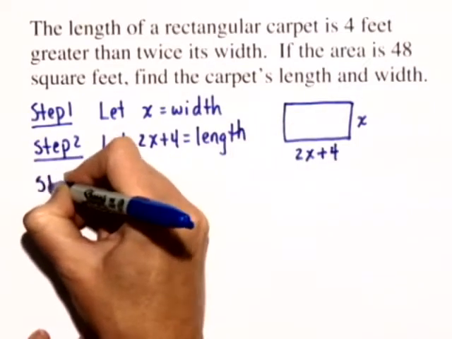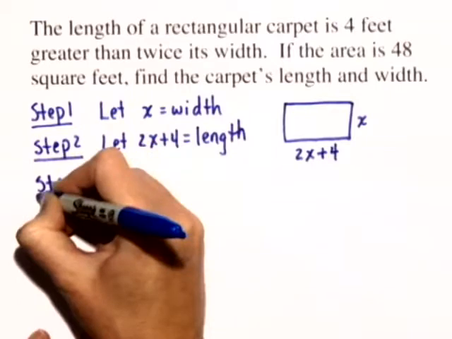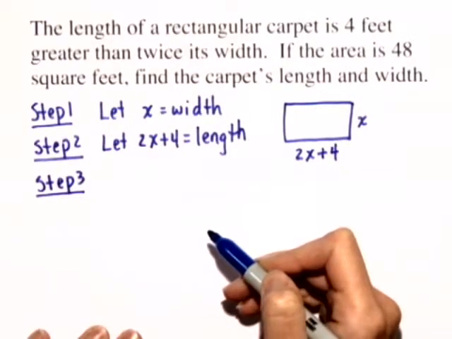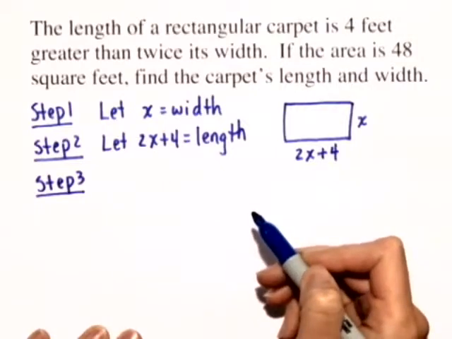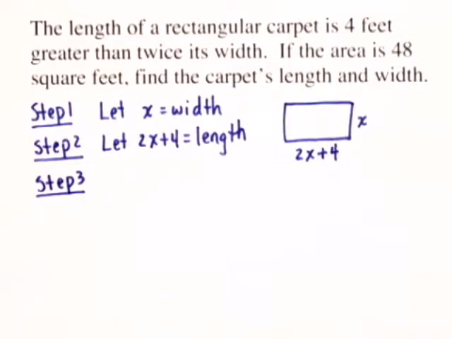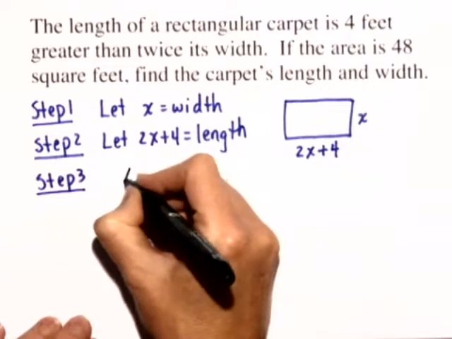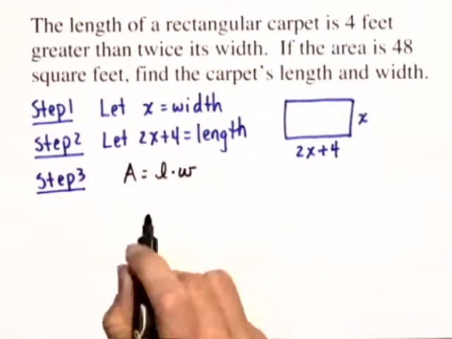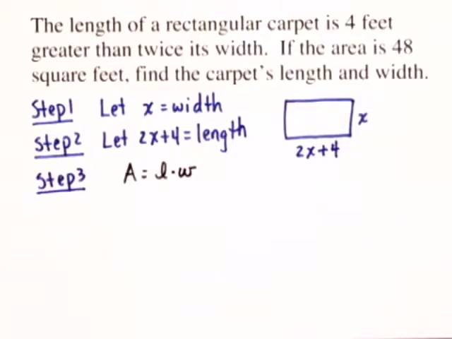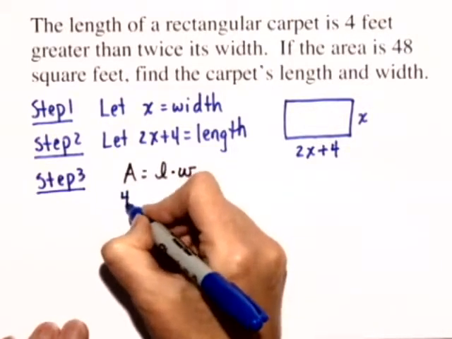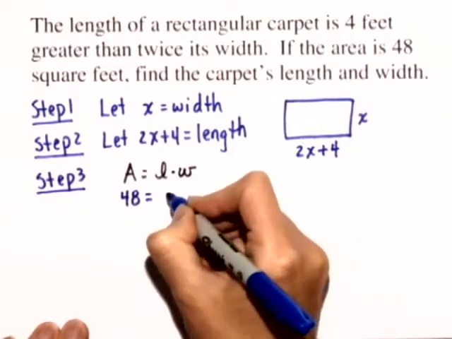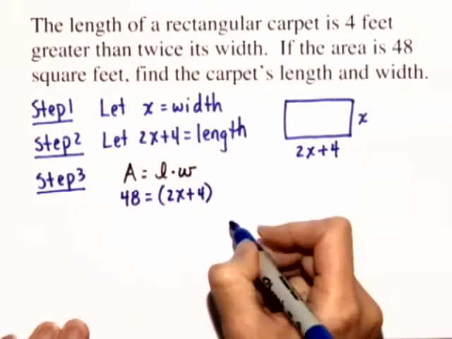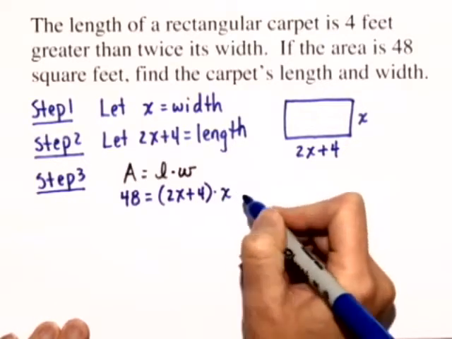Now in step 3, we want to write an equation relating these two quantities in steps 1 and 2. And we're told that the area is 48 square feet. Well, the area of any rectangle is just equal to the length times the width, so we'll fill in the unknown quantities. The area, we're told, is 48, which is equal to the length, 2x plus 4, that quantity, times the width, which is x.